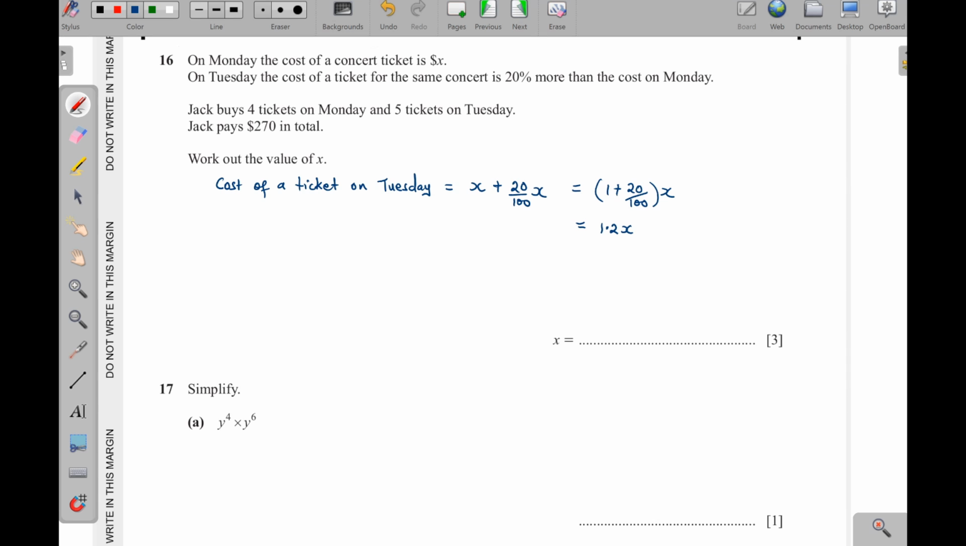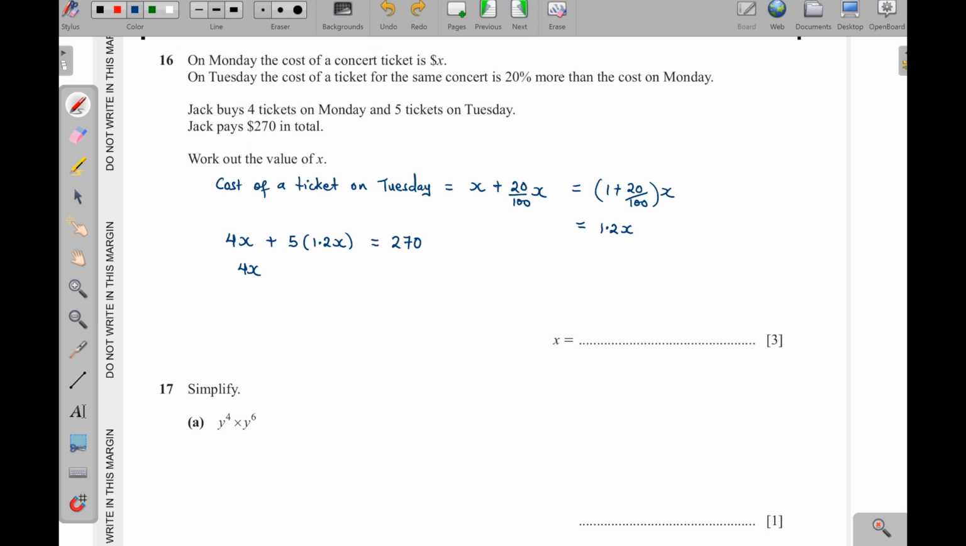Okay. Now, we have the cost of tickets on Monday. So we have 4 times the X. On Monday, the cost of the ticket is X. And Jack bought how many? 4. And then 5 tickets on Tuesday. So we have 5 tickets, then times the cost, which is 1.2 of X on Tuesday. And then the total is 270.